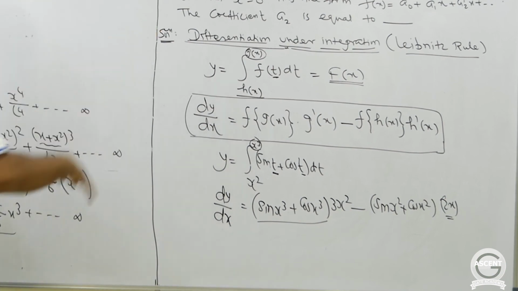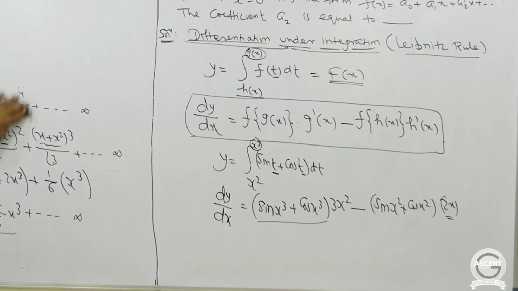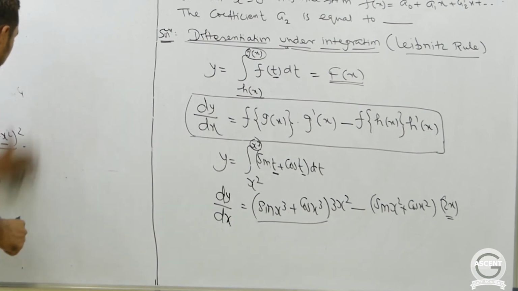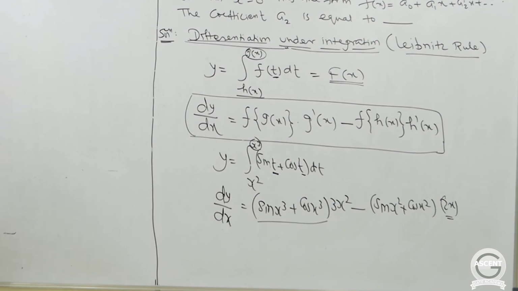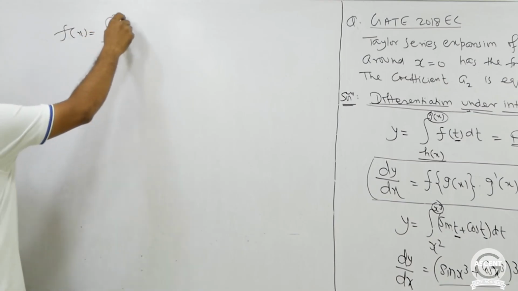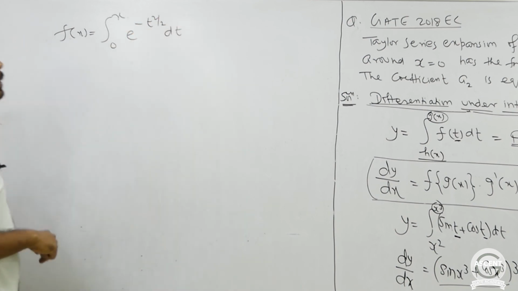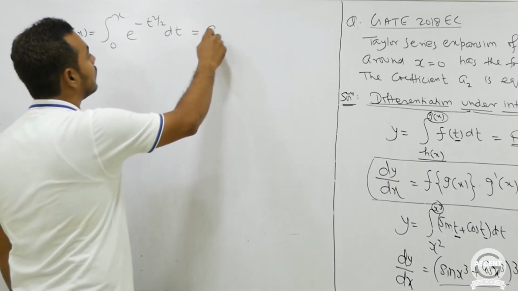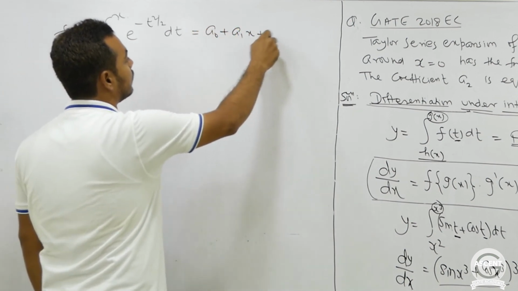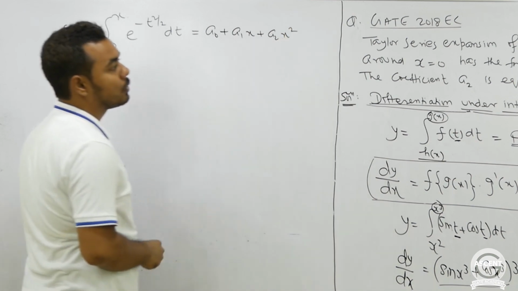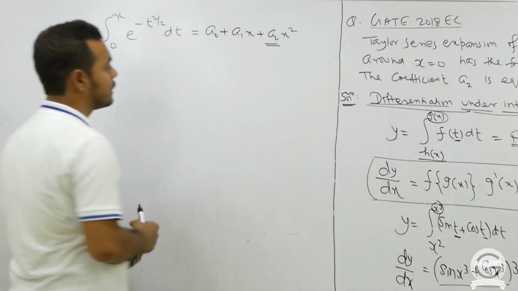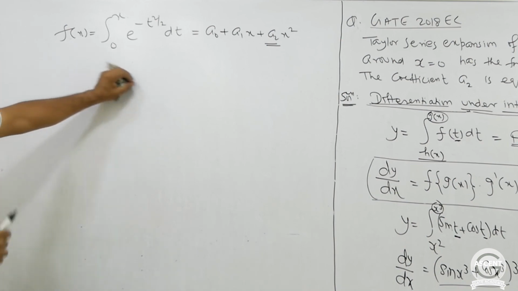You can see that there f(x) is the integral of e to the power minus t square by 2. It is not easy to integrate that particular function. Here f(x) is the integration from 0 to x of e to the power minus t square by 2 dt, and this f(x) is written as a0 plus a1x plus a2x square. The question is, what is the value of the coefficient of x square? We have to find this a2.